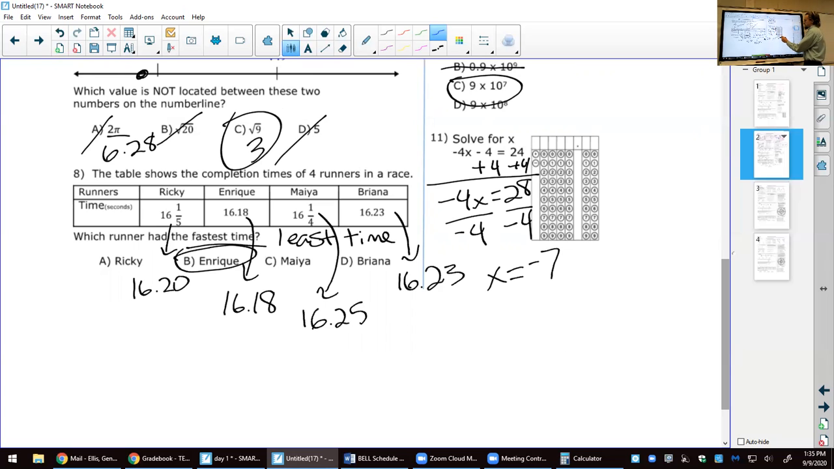To make sure when we grid this, since it gives us a decimal point, that 7 has to go right to the left of it. Since it's negative, you do have to bubble in the negative sign. If it was positive, that would be optional. You can bubble the positive, but you don't have to.